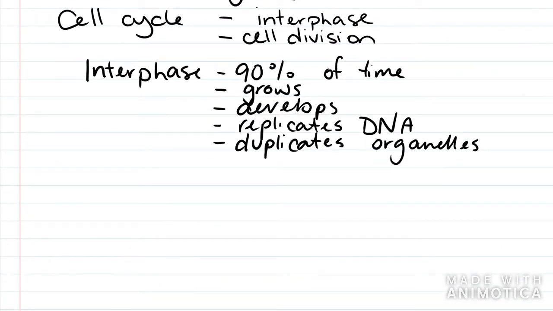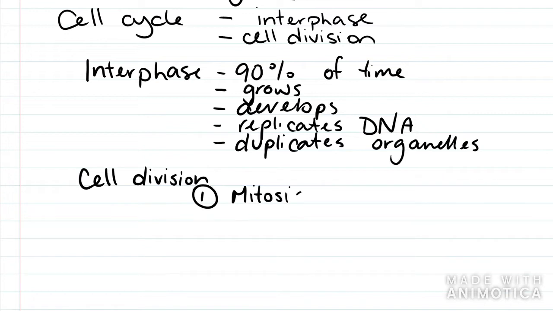Then cell division is actually two parts. Part one is called mitosis. And mitosis is where the DNA is separated. You might also hear this called the nuclear material is separated or split.